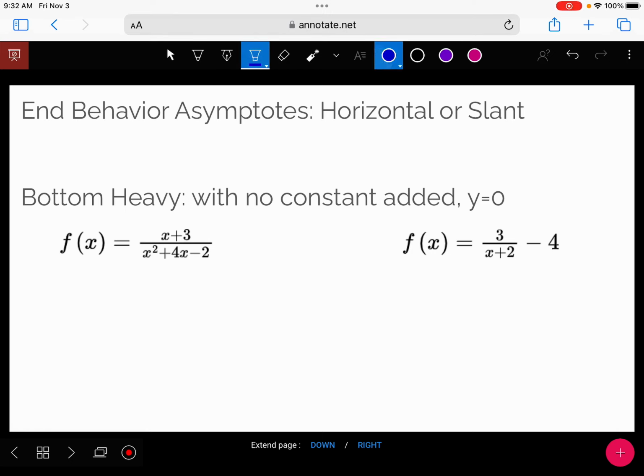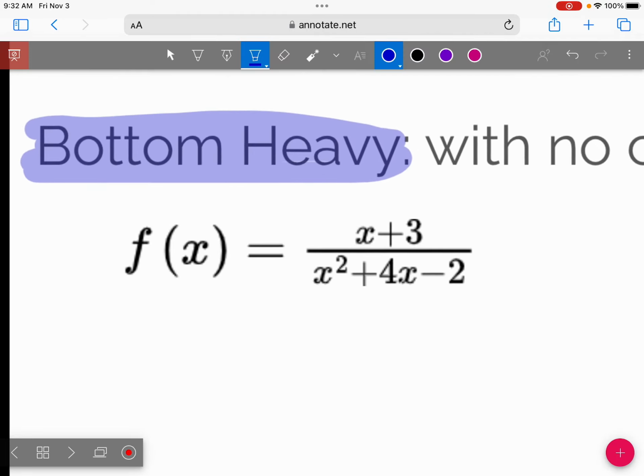All right. So now we're going to look at if we have a bottom-heavy situation. So on this one here, what is the degree of our numerator? 1. What is the degree of our denominator? 2. So our degrees are off. It's not the same. I can't just take the ratio of the coefficients.